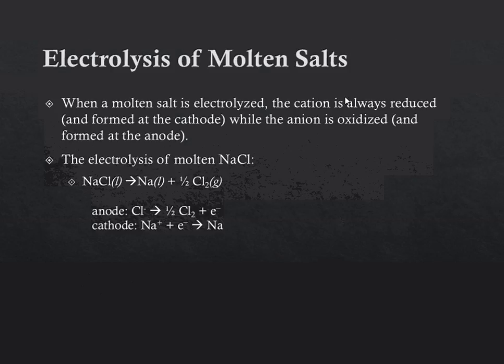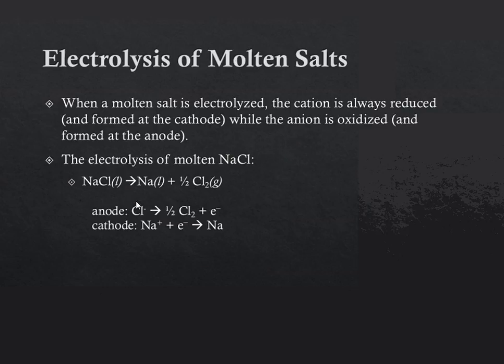So another topic we need to talk about is electrolysis of molten salts. When we electrolyze a molten salt, the cation is always reduced and formed at the cathode, and the anion is oxidized and formed at the anode. The electrolysis of molten sodium chloride takes place in an object called a Downs cell. It takes a lot of energy, but it's pretty interesting.